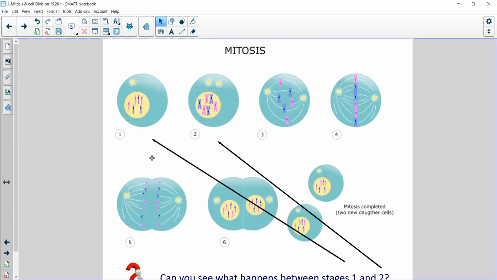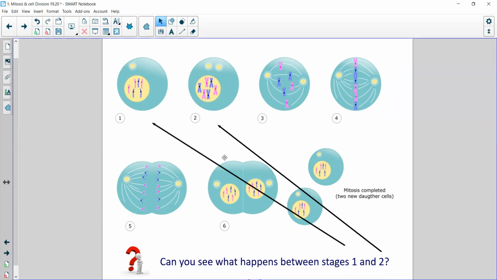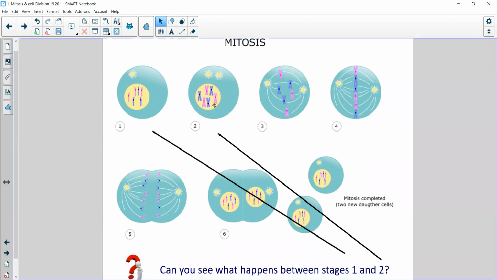So before we can divide our cell, the chromosomes are going to have to do a little duplication. And you can see we've got 6 stages in mitosis. If that is the nucleus of the cell before it starts to divide, it needs to do this. And you'll see that the chromosomes in this stage look slightly different. Okay, so something's happening between stages 1 and 2.